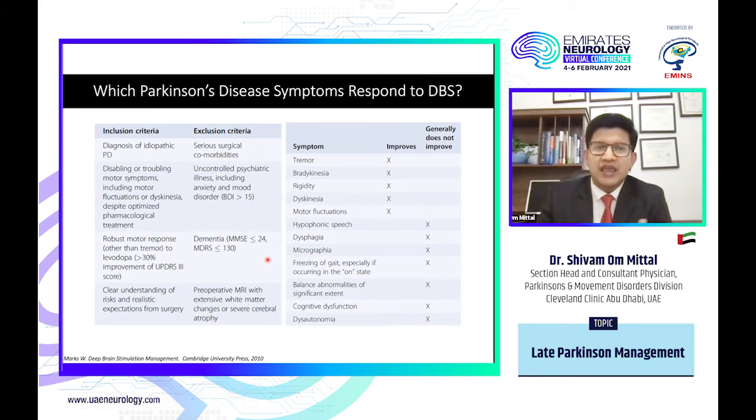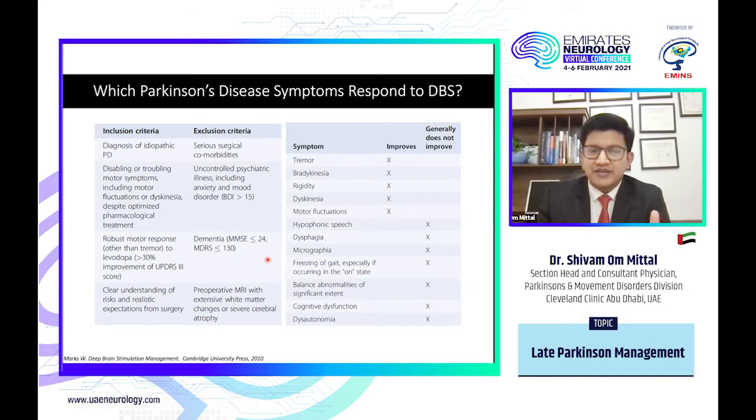We know in and out what the complications to look out for are, what the ways we can do the programming to improve the symptoms are, and we also know when not to do DBS. That is a very important concept. So whenever we see a patient with Parkinson's and we think about DBS, the first thing is: is the patient really eligible for DBS?